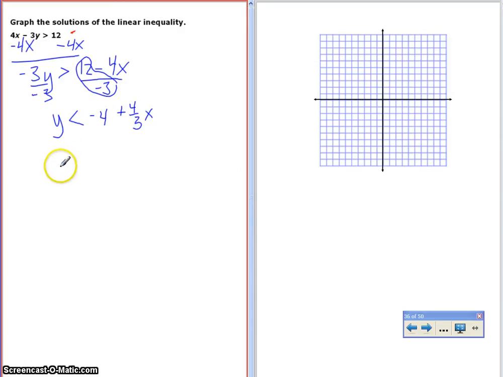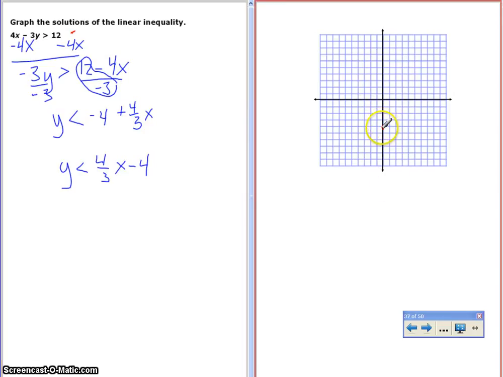So again, just as I've done before, I'm going to rewrite it to make it more understandable for me. Y is less than 4/3 x minus 4. So then I'm going to go ahead and graph it on the other side. I'm going to start down at negative 4. And with my slope, I'm going to go up 4, 1, 2, 3, 4, and to the right 3, 1, 2, 3. And go ahead and make my dot.